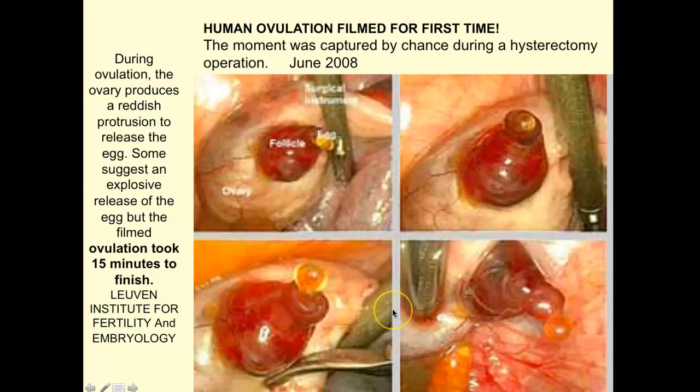I know the picture is pretty grainy, but it wasn't until 2008 that they videoed human ovulation. They could probably find video of other animals ovulating, but they had no idea how long it took for a human to ovulate. And so you can read this, about 15 minutes to finish in this procedure. And this is funny because this woman went in for a hysterectomy. So she was getting her reproductive organs removed, and they found her ovulating during the procedure.